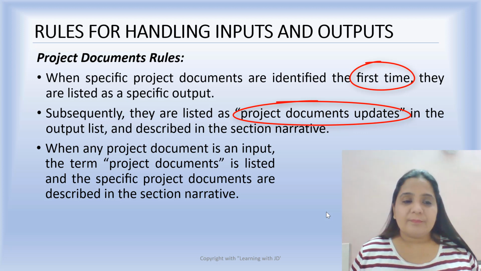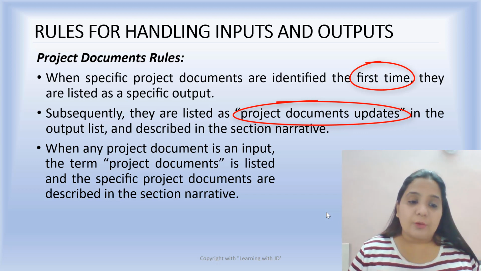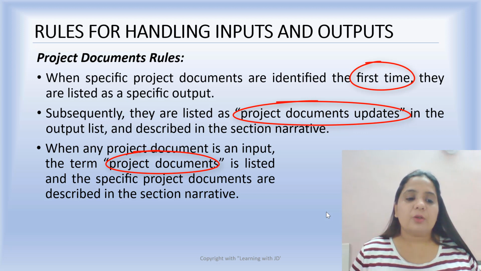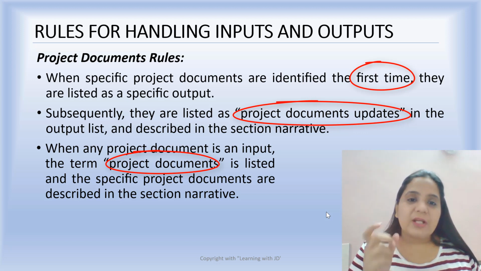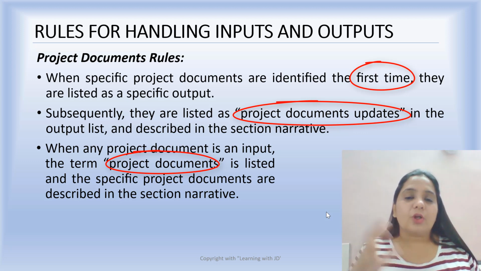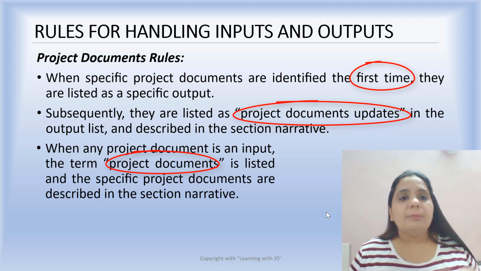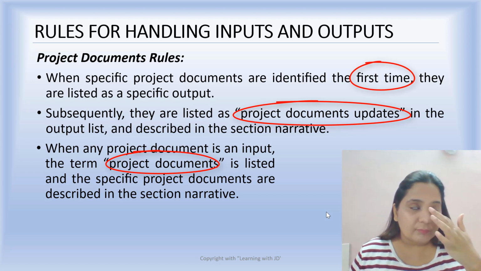Apart from the components that come into the project management plan, everything else goes into project document. Everything else. When any project document is an input, the term project document is listed and the specific project documents are described in the narration. If a risk register is required as an input, it will be mentioned as project document input. That is how the rule is for this PMBOK framework.